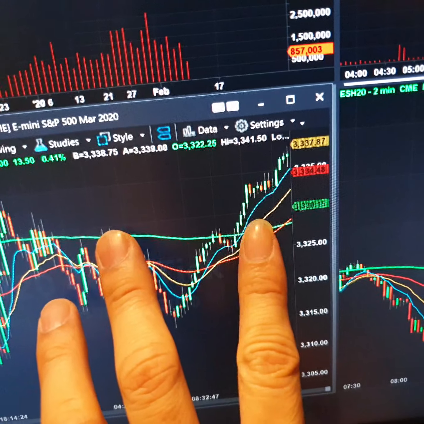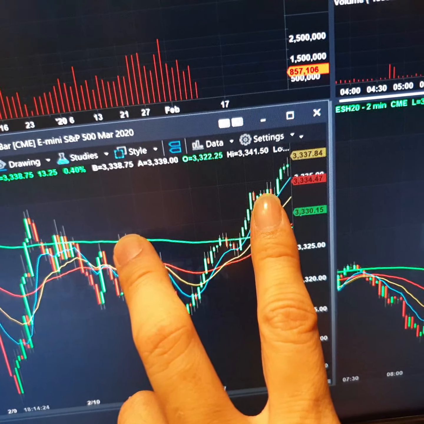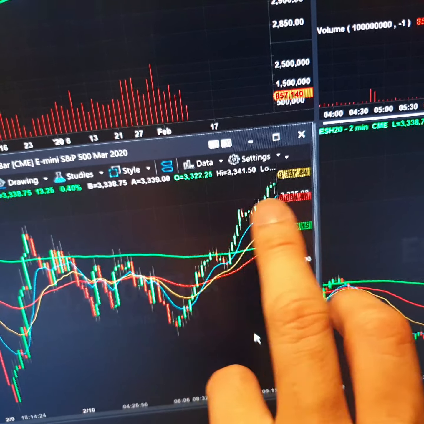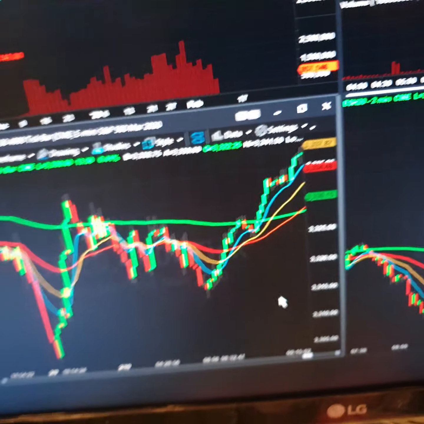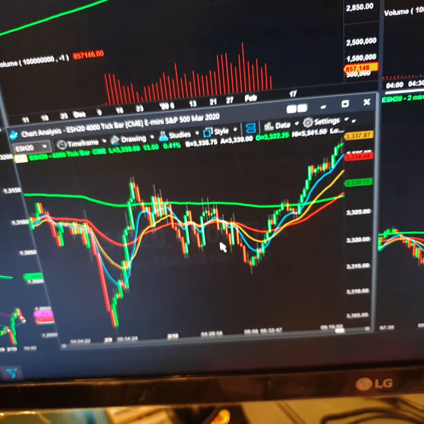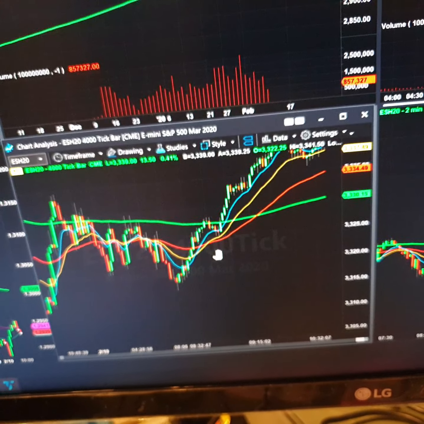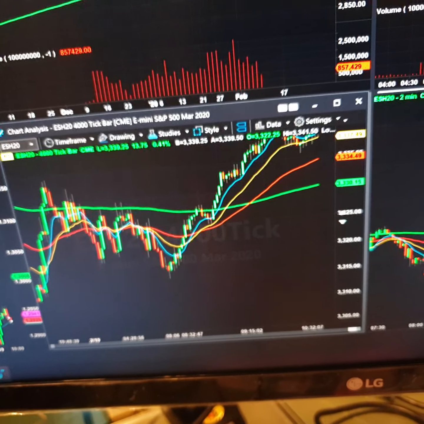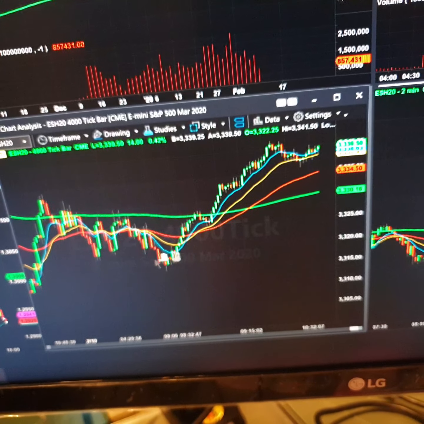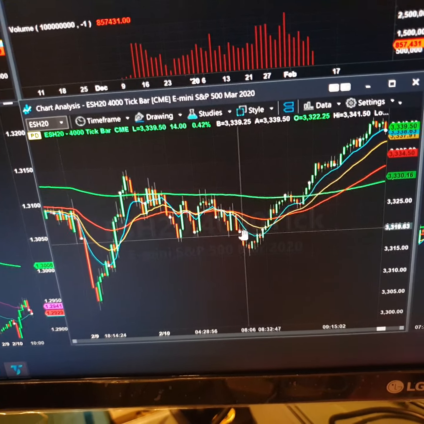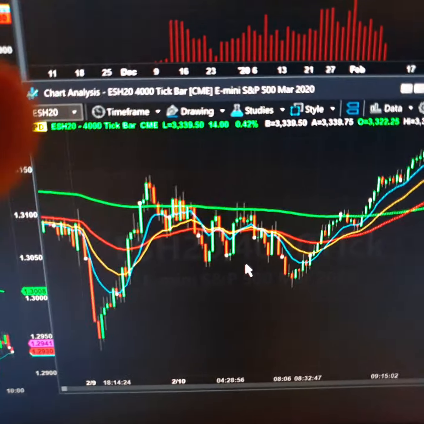I take profit twice, and then I did buy again, I think, and then I did short, and I lost like 3 times. I make stupid mistakes that I don't have to, and then it keeps going up like this. So you have to see the retracement as well. I like trading using this 4,000 tick chart, as you can see here.